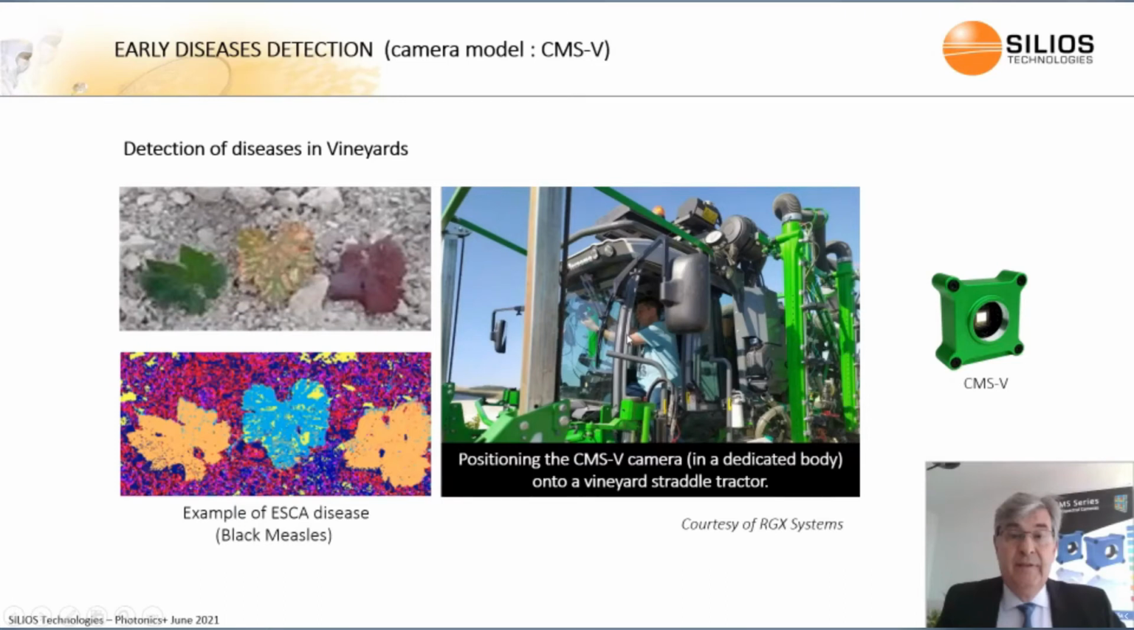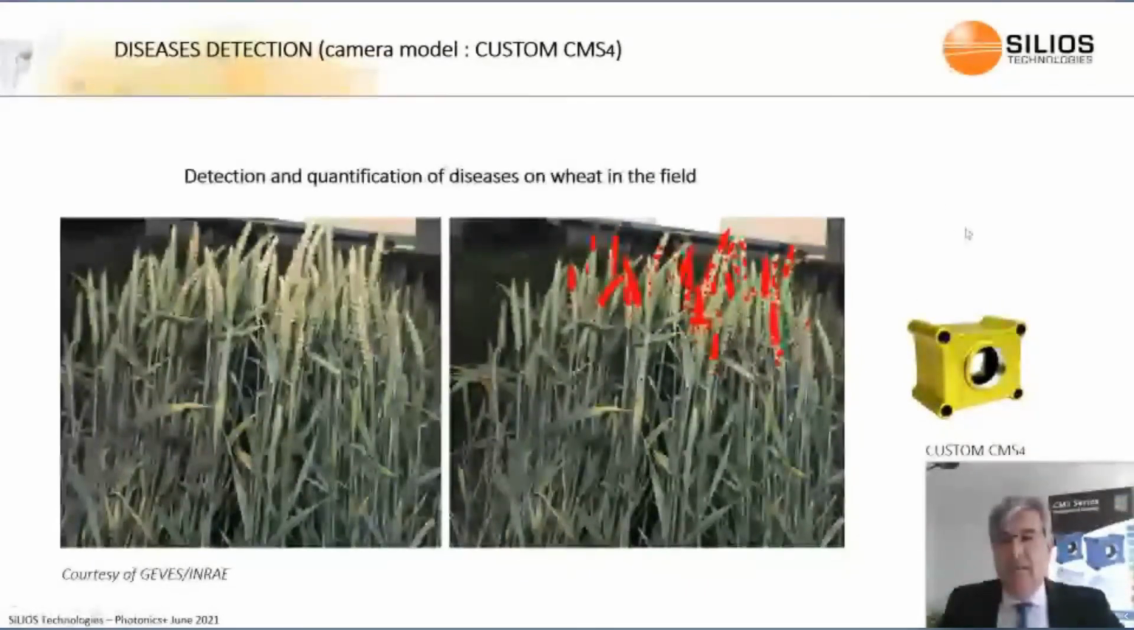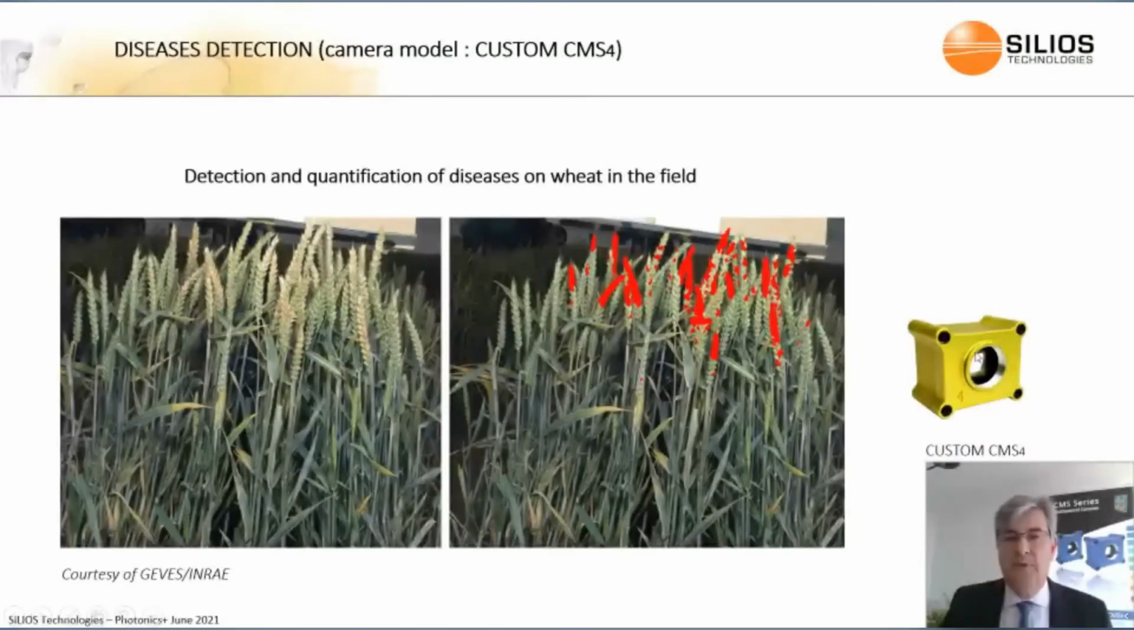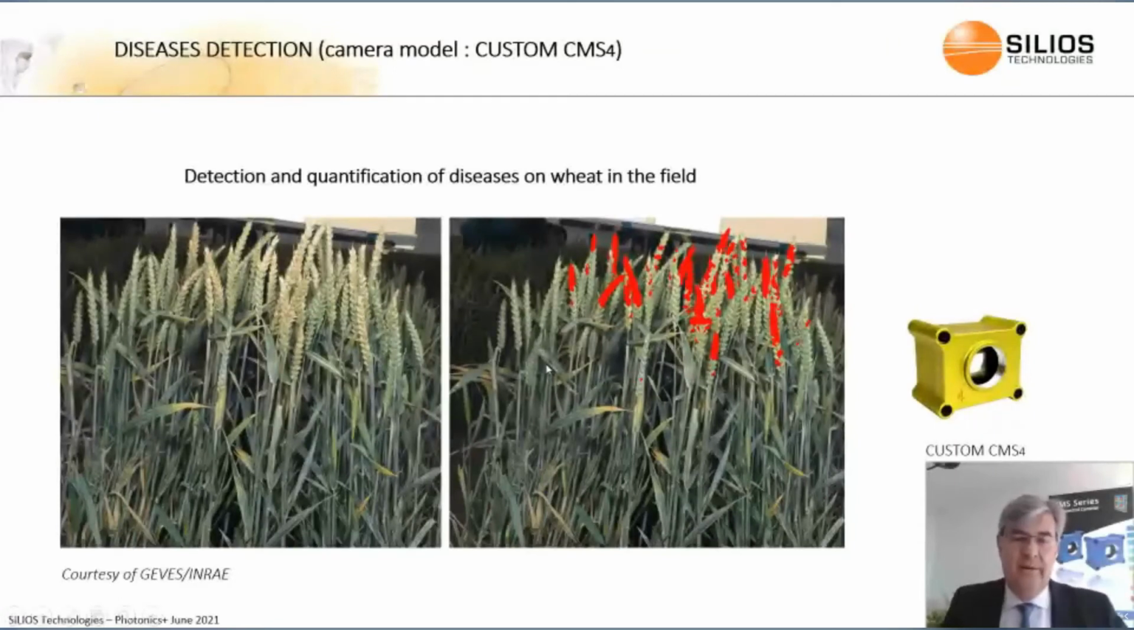Another example in agro, but this one is a custom, because we can also customize our CMS and CMS4. It's not off the shelf anymore, but it's not so complex to customize them. It is to detect and quantify disease on wheat in the field. So again, AI process applied, and you can discriminate that some parts of the wheat are infected, some not, but you see that also on the RGB image here.